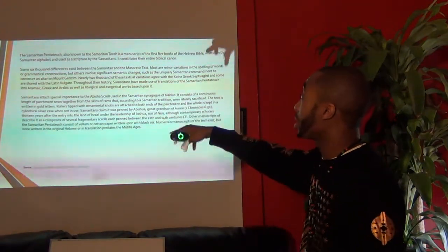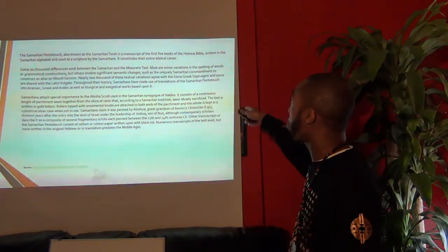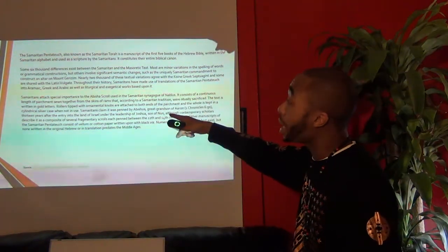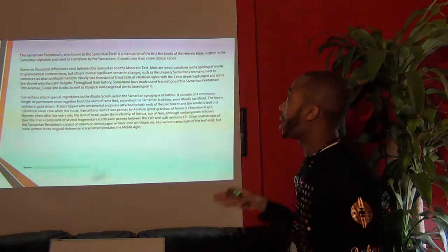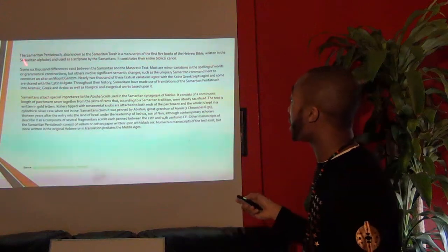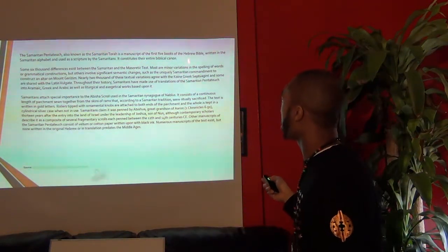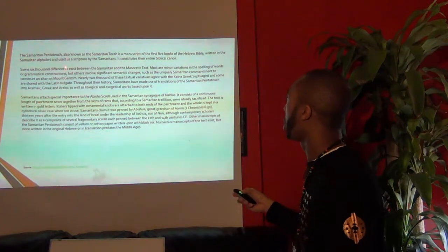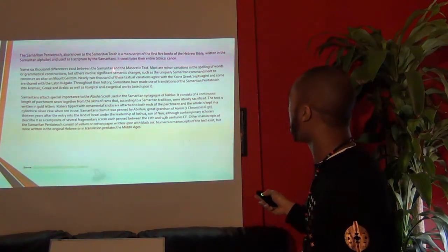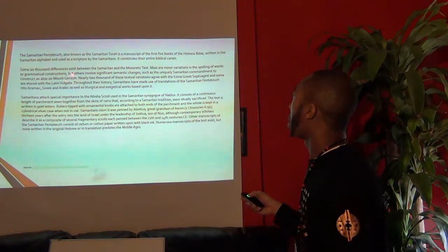The Samaritan Pentateuch, also known as the Samaritan Torah, is a manuscript of the first 5 books of the Hebrew Bible, written in the Samaritan alphabet and used as a scripture by the Samaritans. It constitutes the entire biblical canon. Some 6,000 differences exist between the Samaritan and Masoretic texts. Most are minor variations in the spelling of words or grammatical constructions, but others involve significant semantic changes, such as the uniquely Samaritan commandment to construct an altar at Mount Gerizim.